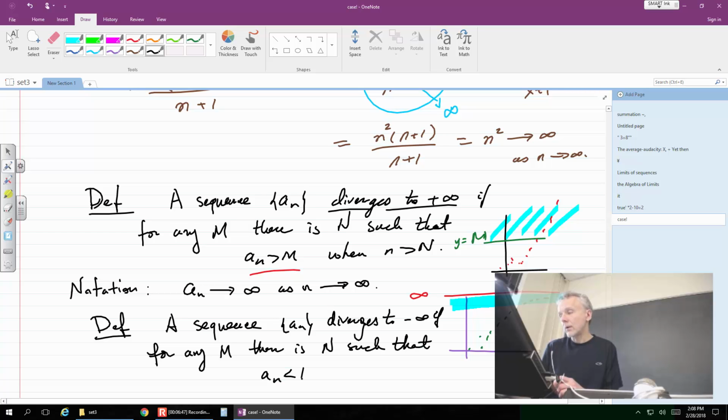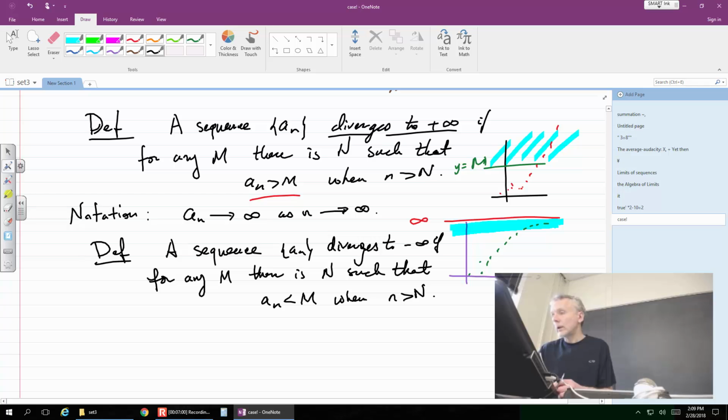And so that's the only sign. The only change is the symbol of inequality. Larger is replaced with less. Okay, so the definition matches your definition of what in Calculus 1? Remember what this is related to in Calculus 1?